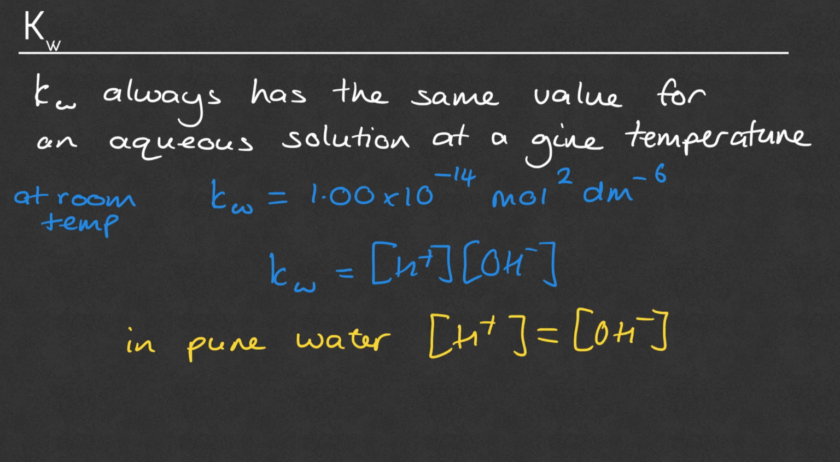In pure water, the concentration of hydrogen equals the concentration of hydroxide, which means we can therefore say that the ionic product of water is equal to the concentration of hydrogen squared. And we'll use some of these key features when we're working out the pHs of strong bases.